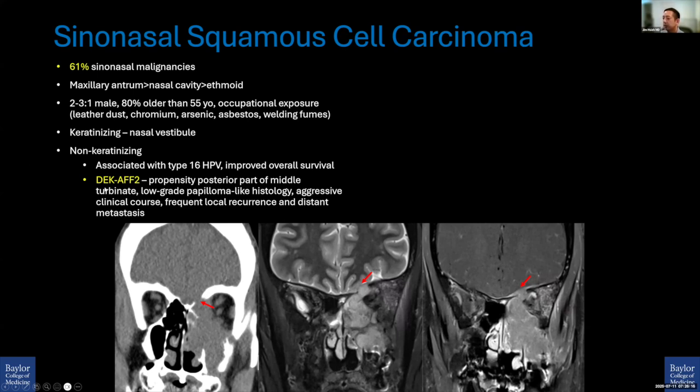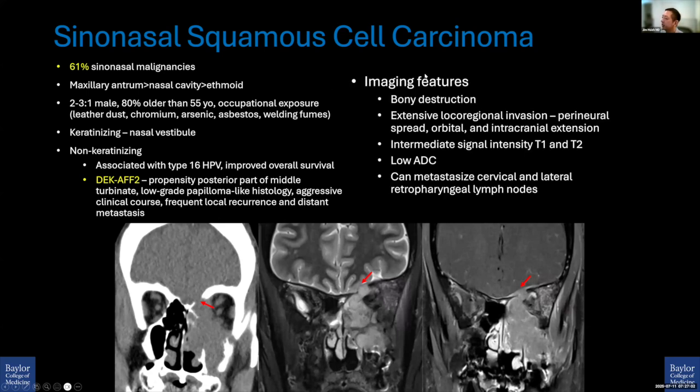And when I talk about how molecular testing has really changed things in the last 5-10 years, here's an example. In the non-keratinizing type, there's the DEK-AFF2 subtype that has a propensity for the posterior part of the middle turbinate. And this has a low-grade papilloma-type histology. Even though it looks low-grade, it has an aggressive clinical course, with frequent local recurrence and distant metastasis. And this is the age of precision medicine that we live in: when we do this kind of molecular testing, even though on histology it looks low grade, we can predict the clinical course.